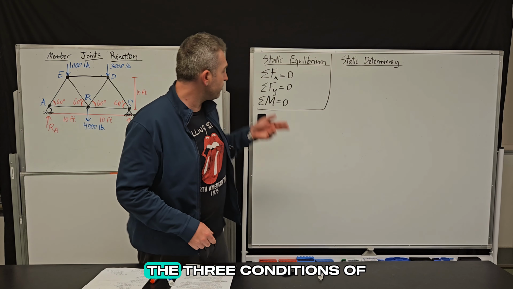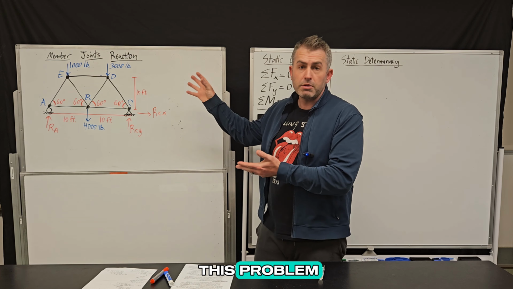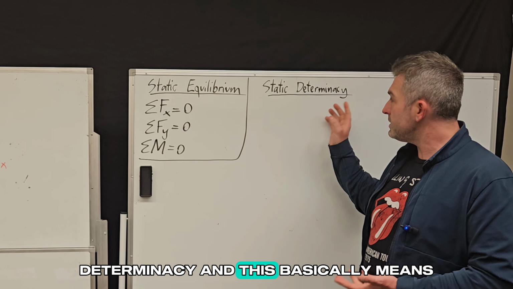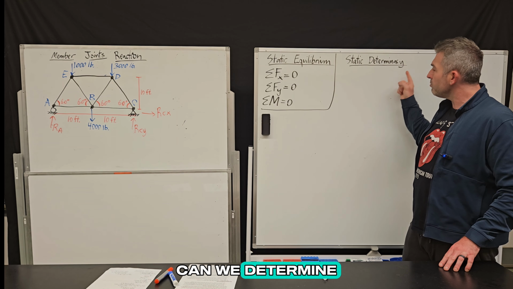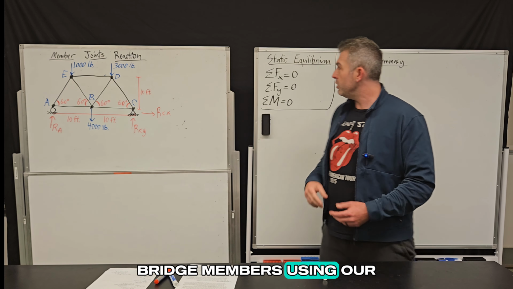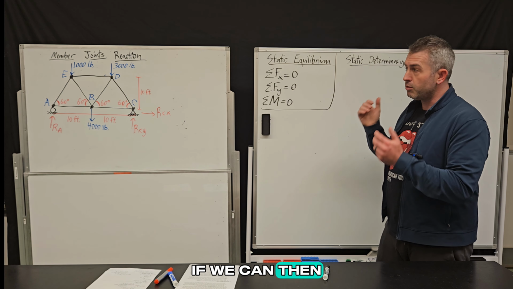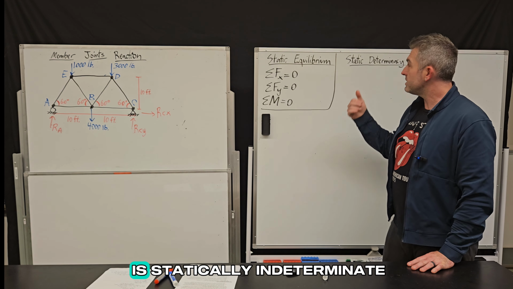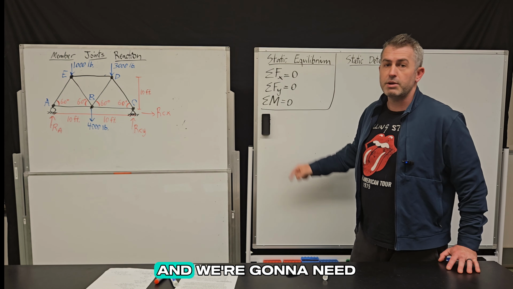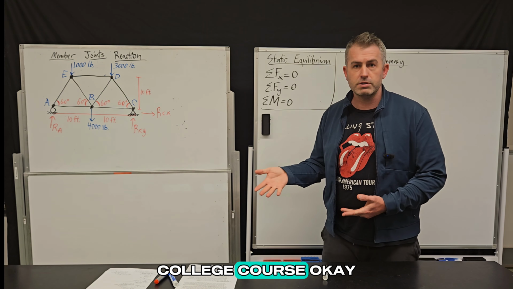So now that we've established the 3 conditions of static equilibrium that we need in order to solve this problem, we now need to establish something called static determinacy. And this basically means: can we determine the actual tension and compression in these truss bridge members using our three equations of static equilibrium? If we can, then we're ready to proceed and solve. But if our bridge is statically indeterminate, that means we can't solve it using these three equations, and we're going to need more advanced methods that you would find in an upper division college course, okay?